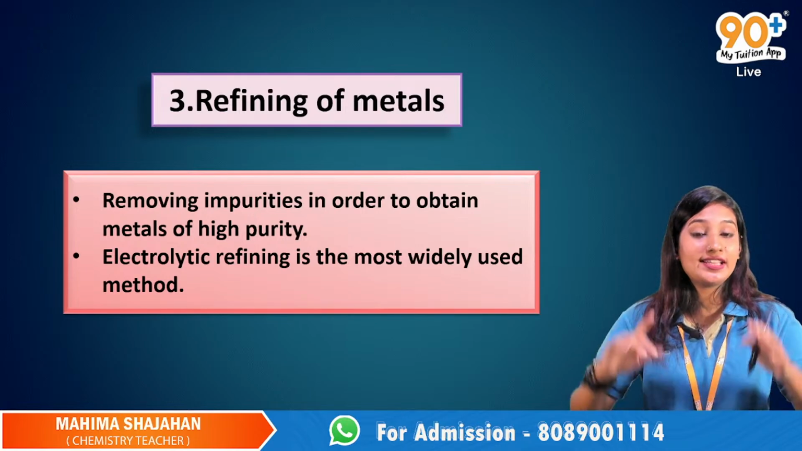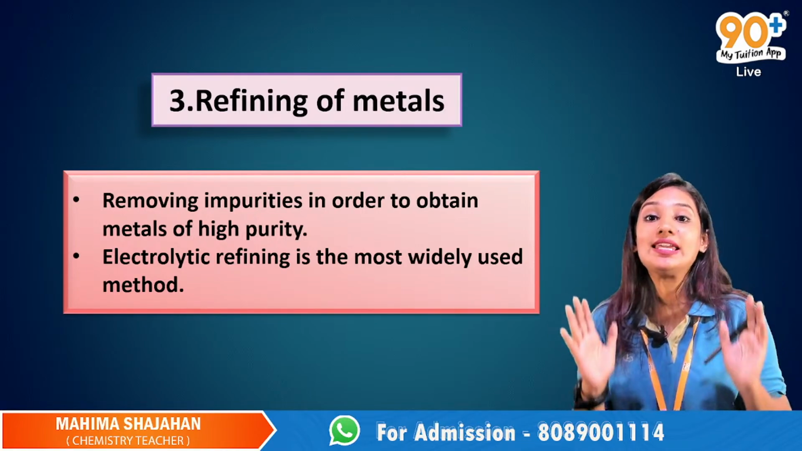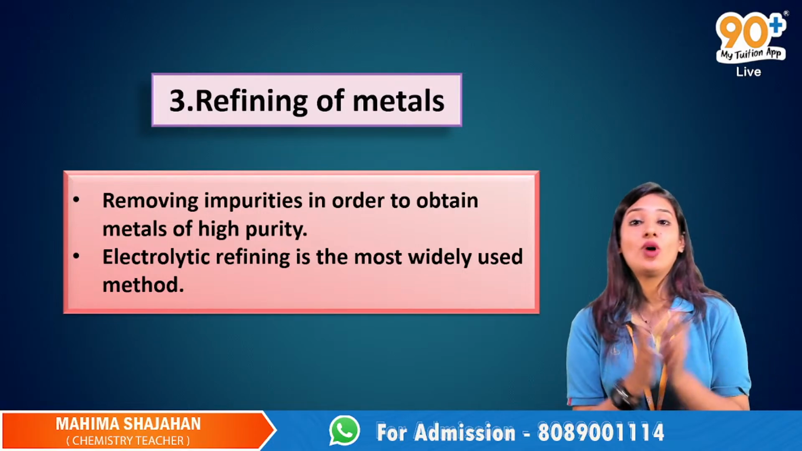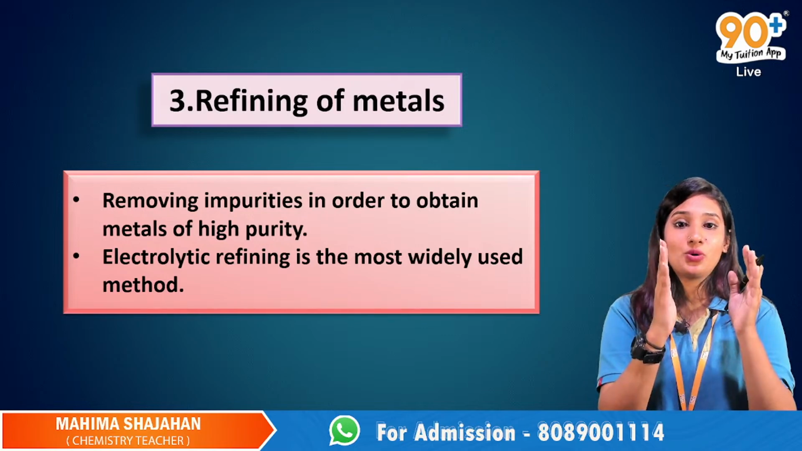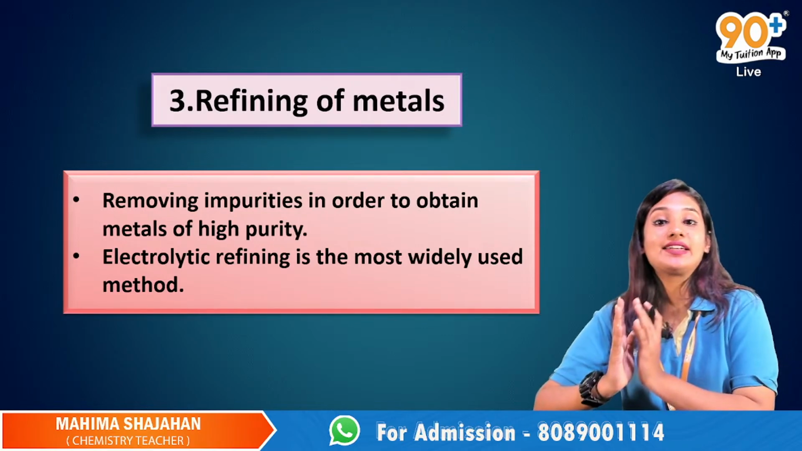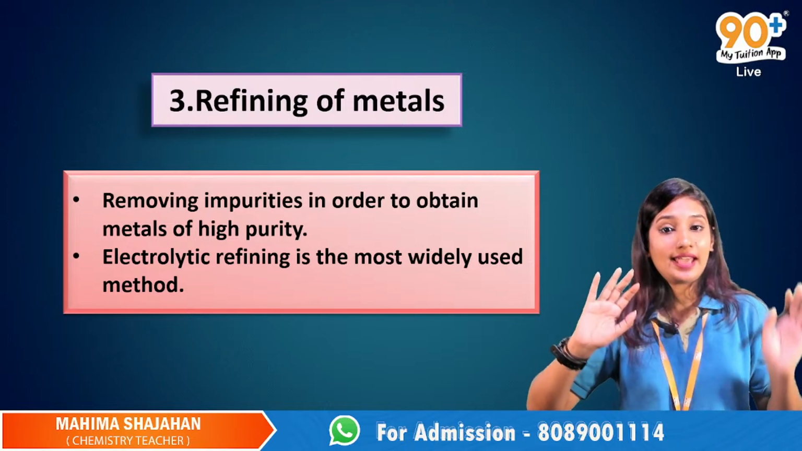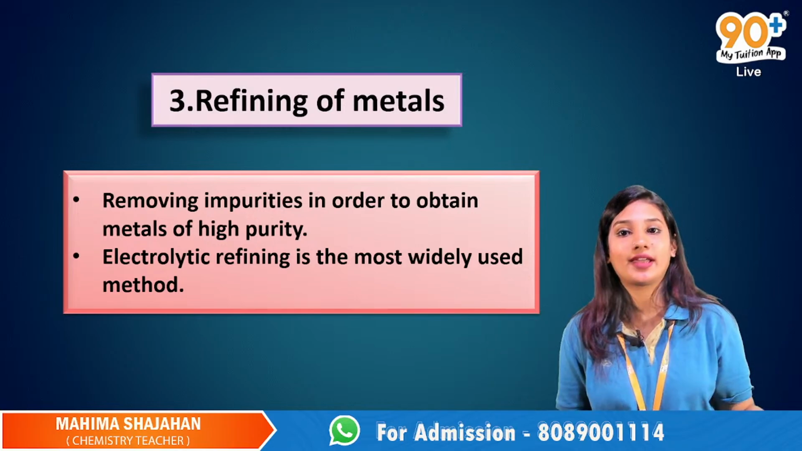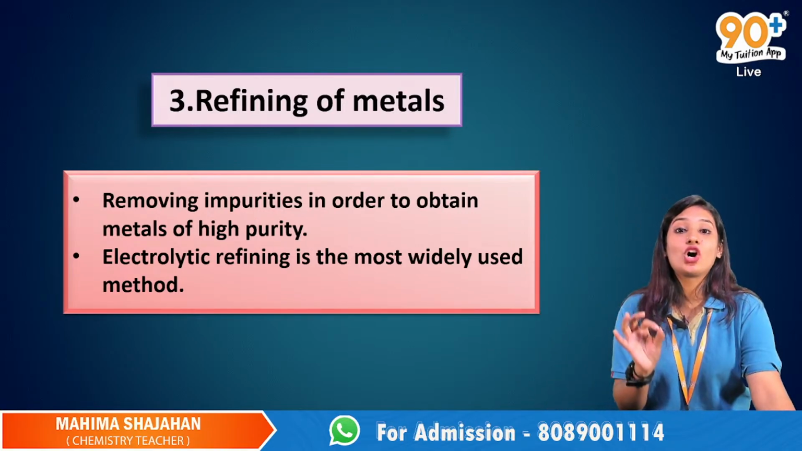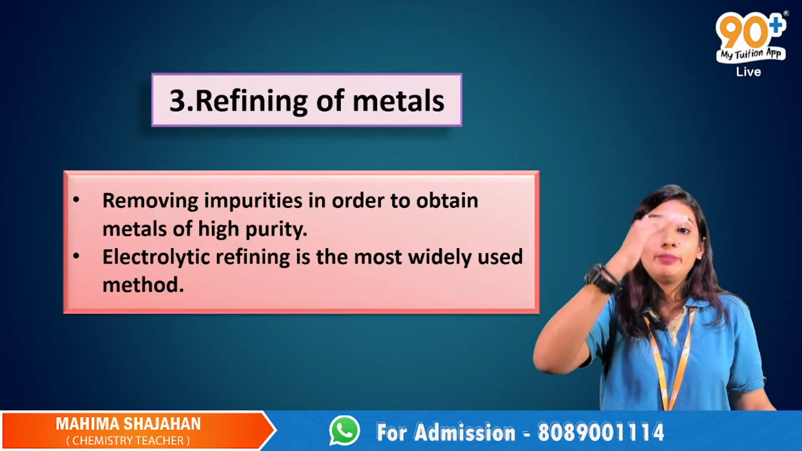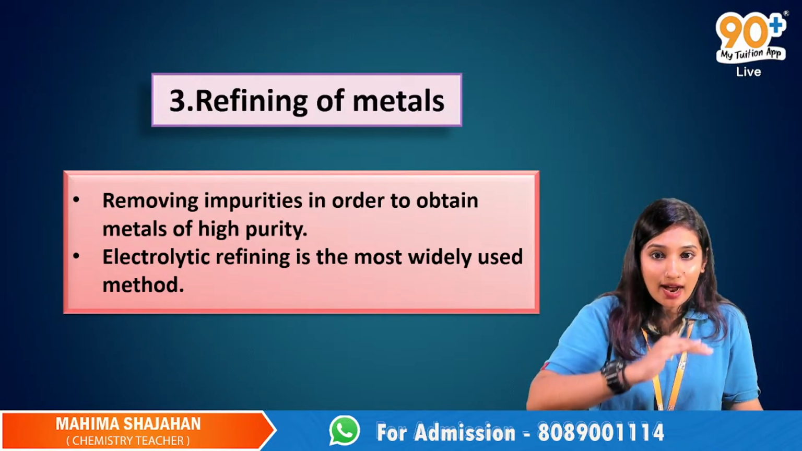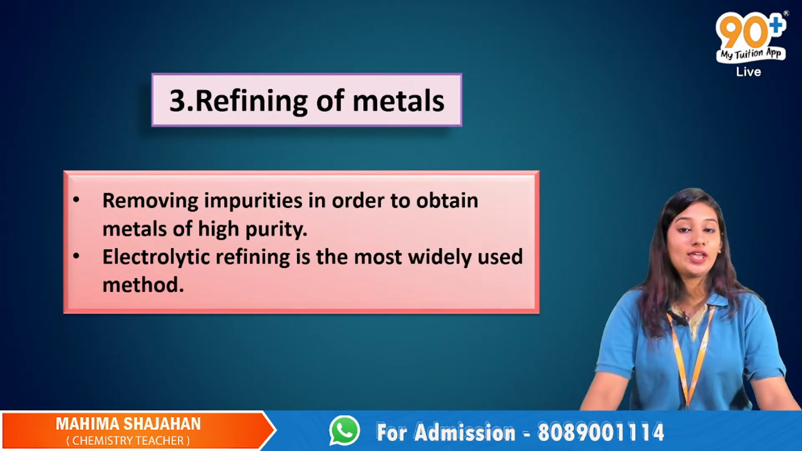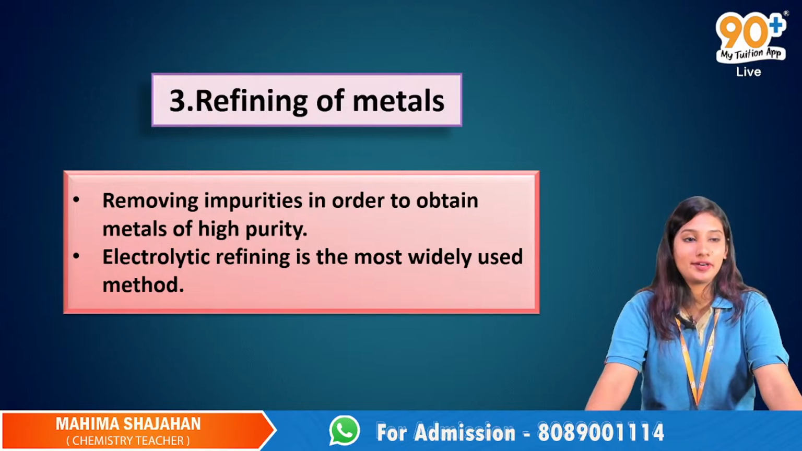ഏത് metal ആണോ വേണ്ടത് അതിന്റെ തന്നെ salt solution ആയിരിക്കും electrolyte. And on passing electricity, the anode will become thinner and thinner and the cathode will become thicker and thicker, because pure metal deposits on the cathode. The insoluble impurities will settle below the anode, and it is called anode mud.